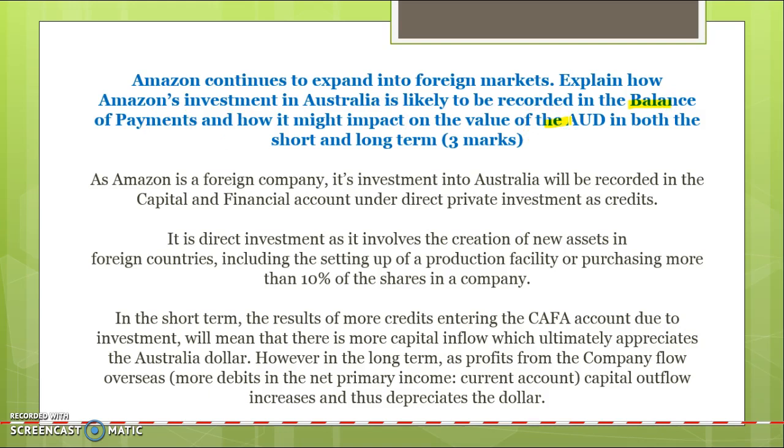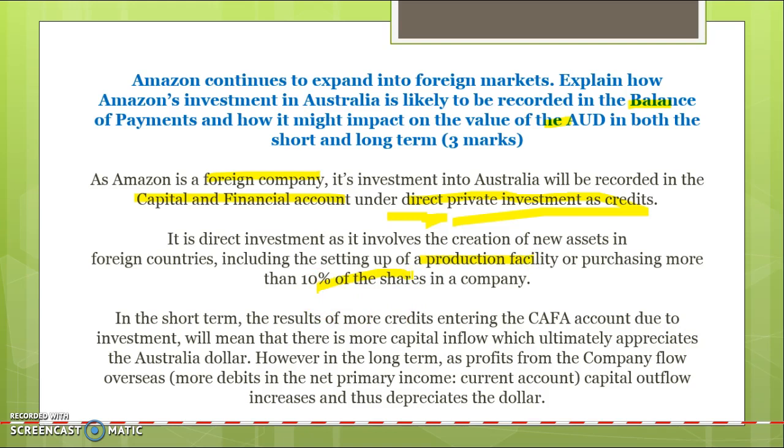In terms of the balance of payments, all transactions involving buying a company or purchasing shares in a company is recorded in the financial account. So as Amazon is a foreign company, its investment into Australia will be recorded in the capital and financial account under direct private investment. It's more than 10%, so it's direct private investment, and it's a credit because it's money coming in. It is direct investment because it involves the creation of new assets, including the setup of a production facility or more than 10% of the shares in a company.